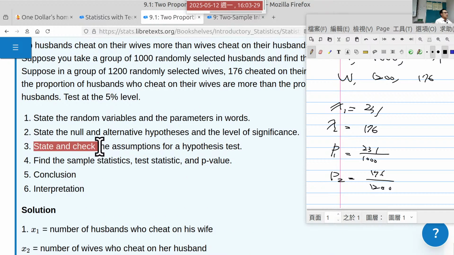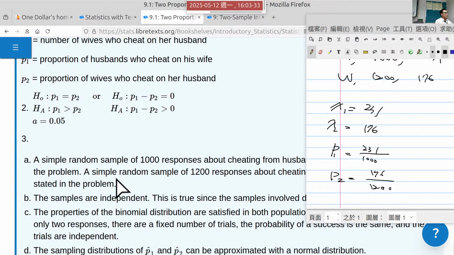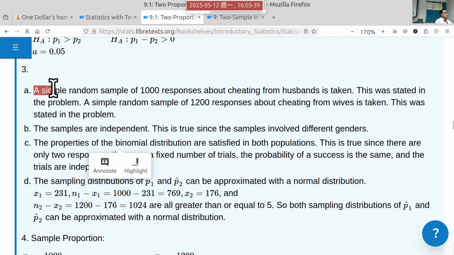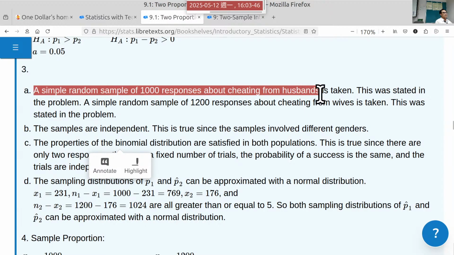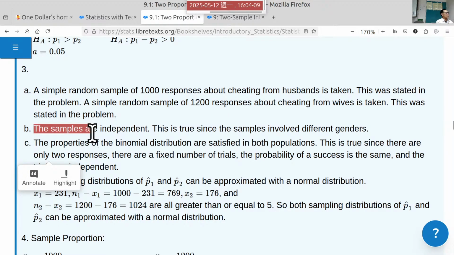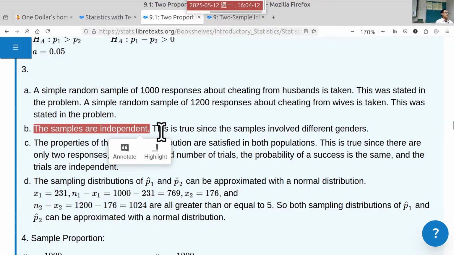Three, state and check the assumptions for the hypothesis test. A, a simple random sample of 1,000 responses about cheating from husbands is taken. This was stated in the problem. A simple random sample of 1,200 responses about cheating from wives is taken. This was stated in the problem. B, the samples are independent. This is true since the samples involve different genders.